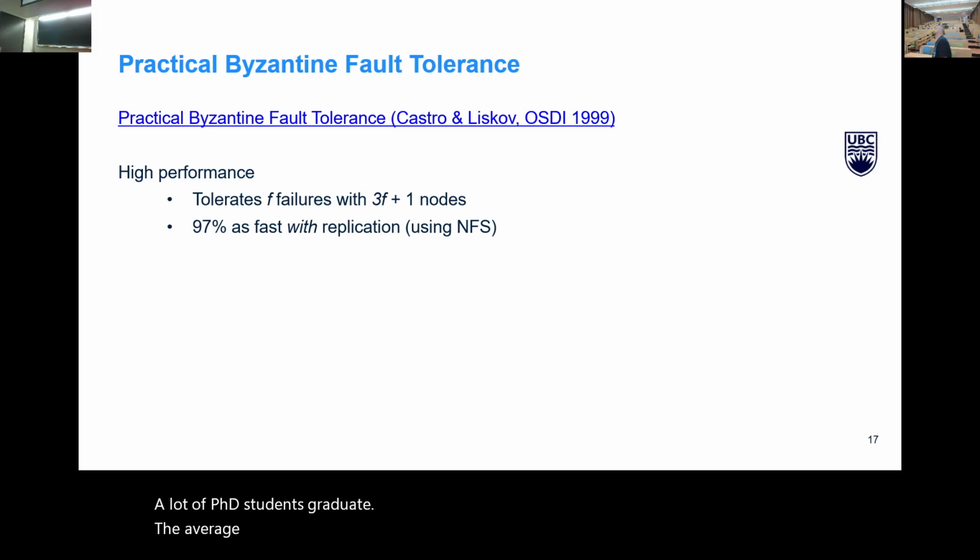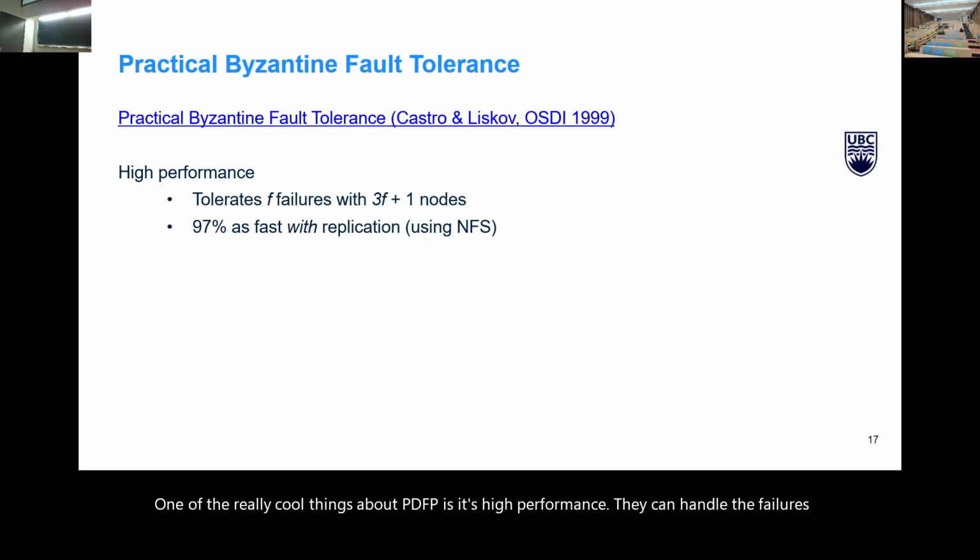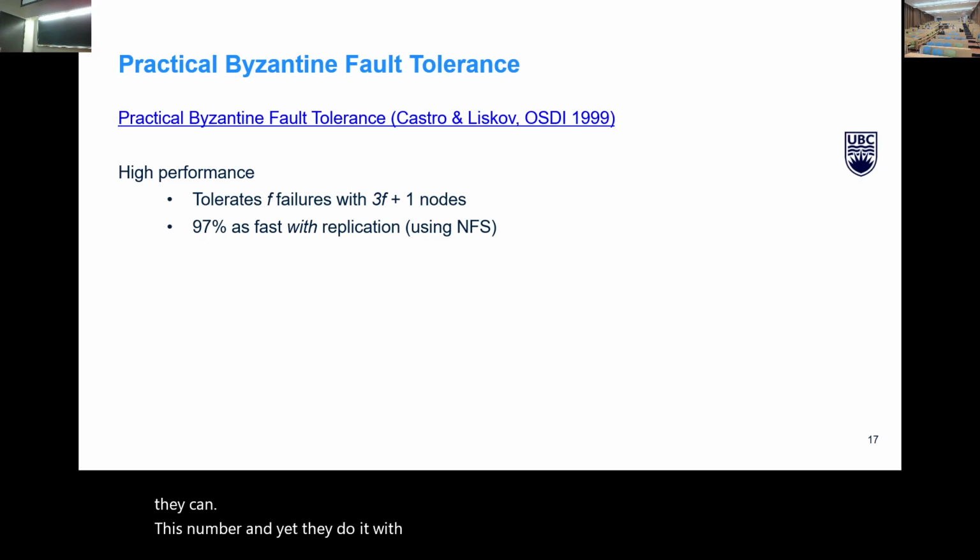One of the really cool things about PBFT is that it's high performance. They can handle the F failures, so they can hit this number, and yet they do it with, in their implementation, 97% of the performance of a non-Byzantine system. That's pretty reasonable. They're losing 3% of their performance in order to work in a Byzantine environment. Now, this was a network file system protocol, aka NFS, which is still in use today. In theory, you should be able to take the PBFT implementation and run it. I think it was an NFS version 3 based protocol.